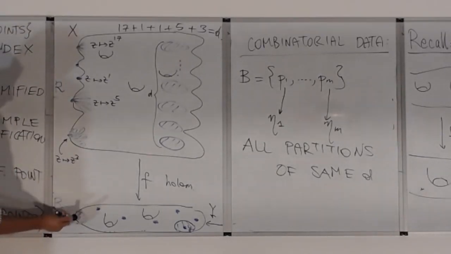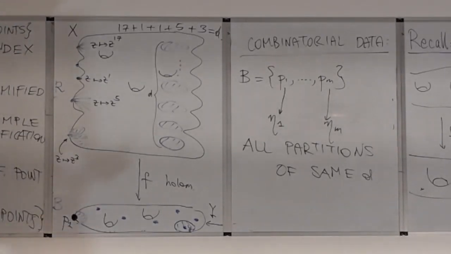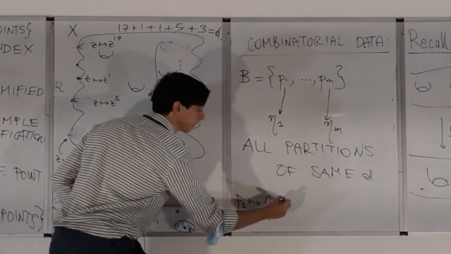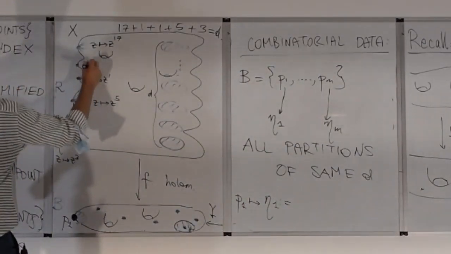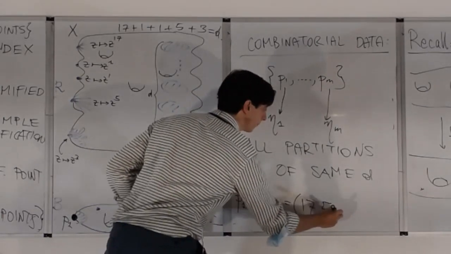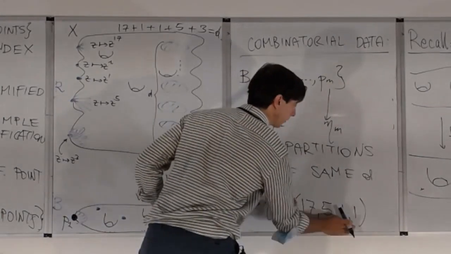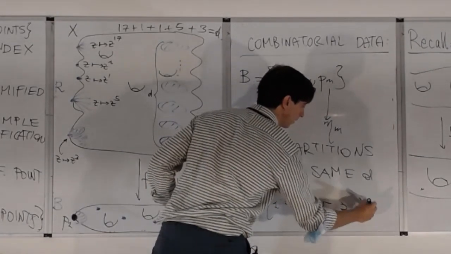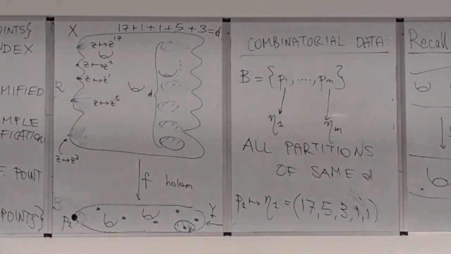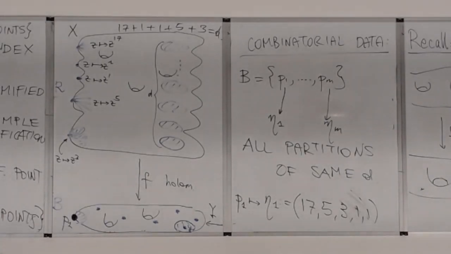So for example, if this point here was P1, and to P1 I associated the partition eta 1, say that z goes to z to the power 1. Now this partition would have been 17, 5, 1, 1, 3. That's very easy. You just have finitely many points, you look upstairs, you find something. That something is your partition. You collect them all, and this is your combinatorial data.